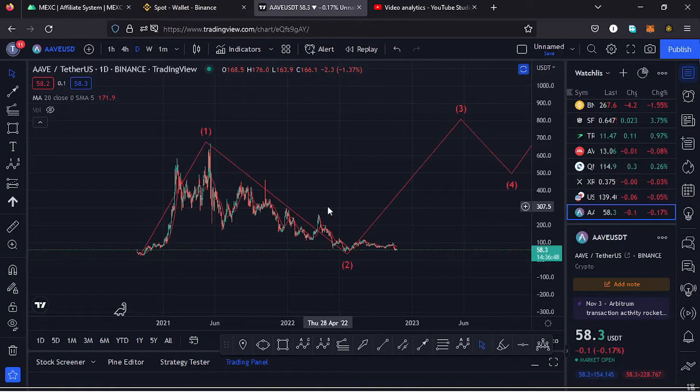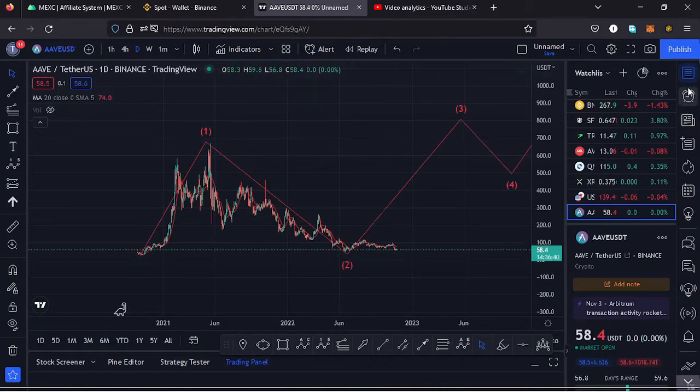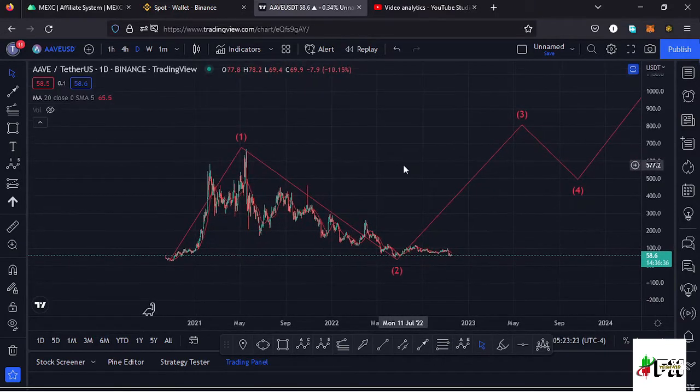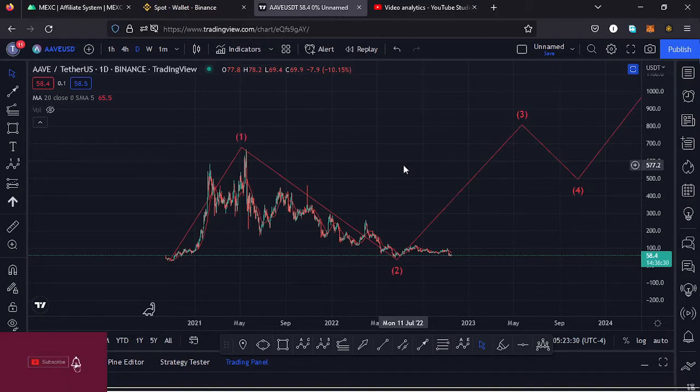I'll be giving you a price prediction update on Aave, whose current price stands at the $58.5 mark, and here on TradingView the market is up by 0.17%. In this video I want to give you the key scenarios that I expect to play out here on this chart, basing my analysis on the Elliott wave structures, the Fibonacci's, the key areas of support and resistance, and also drawing out any key chart patterns that we have on this chart.